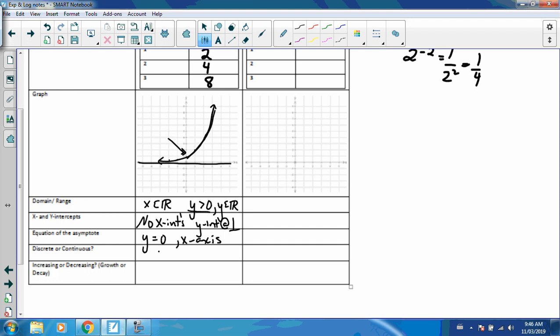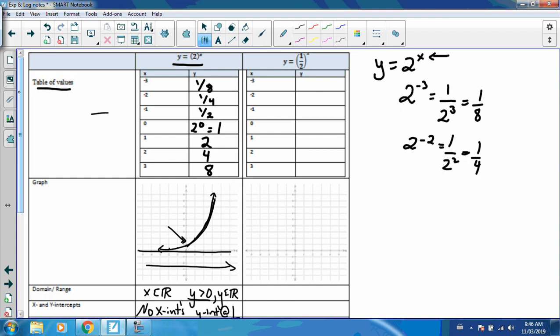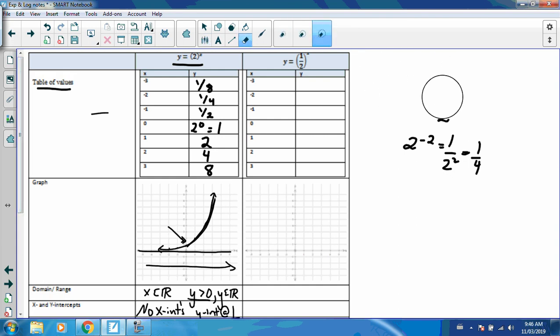Discrete or continuous? Well, this is continuous. Discrete means made up of dots, with points missing and so on, but this is a continuous smooth curve that we've drawn. This is an increasing function. You can see that as I go from left to right along here, the graph goes up, so it's increasing.